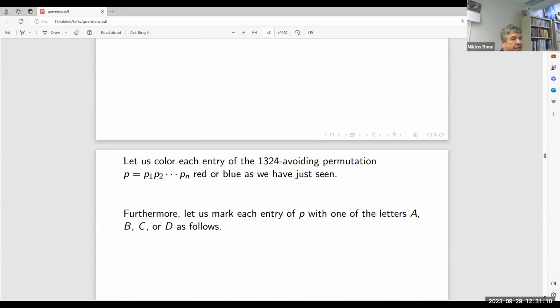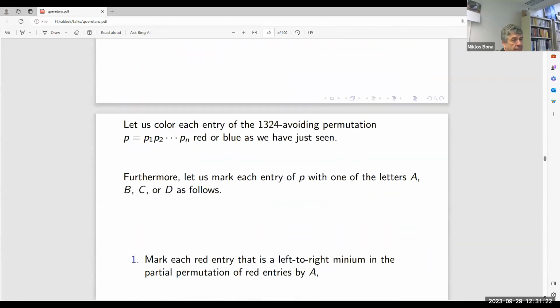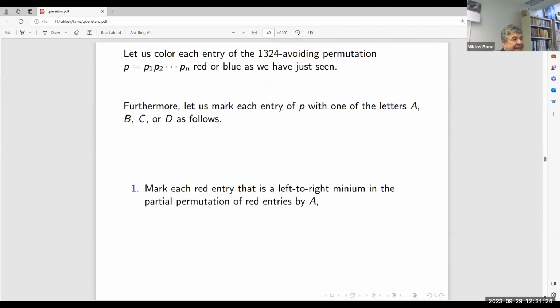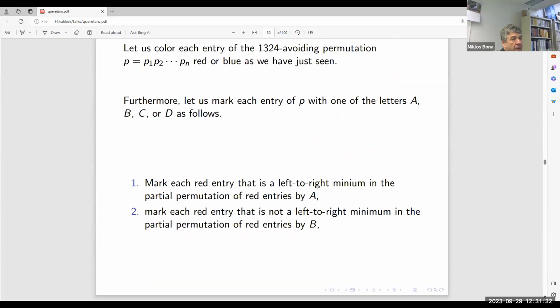Okay, so let's do the coloring of entries to red and blue, as I said. But we will refine it further. Instead of just having red and blue, we will have 4 different kinds of entries: A, B, C, and D, as follows. Every red entry that's a left to right minimum in the permutation, we will denote it A. If a red entry is not a left to right minimum, then we will denote it by B.